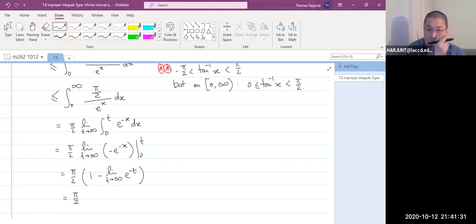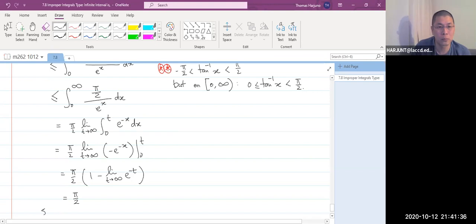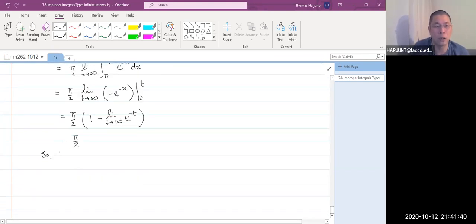Because it's bounded by something finite, the integral that we have earlier, the integral from 0 to infinity of arctangent of x over 1 plus e to the x, actually 2 plus dx, is convergent.